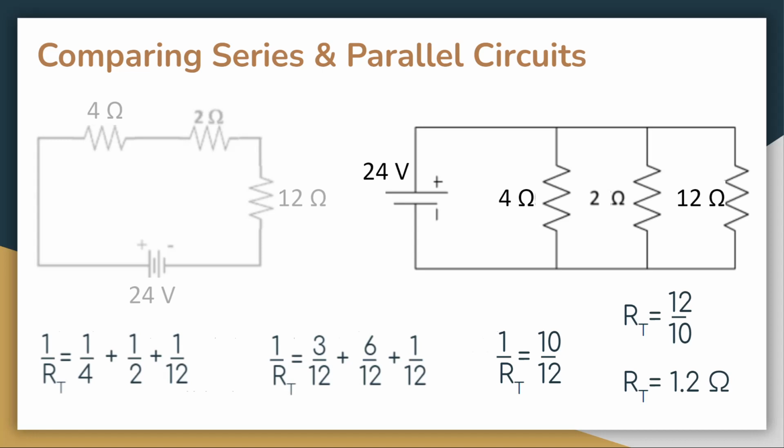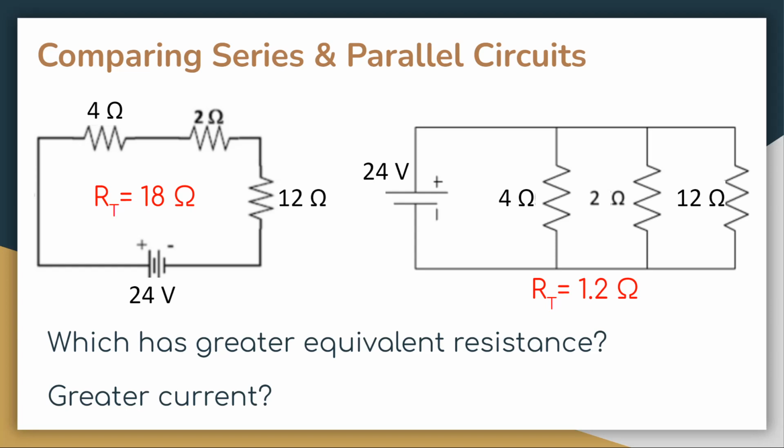So those are my resistances, guys. 18 ohms versus 1.2. I told you adding more resistors in parallel reduces your equivalent resistance. Look at that. 1.2 ohms, much smaller. Greater equivalent resistance in series, greater current will be where you have less resistance. That's going to be your parallel circuit. So it's kind of a little quick recap of some of the stuff we talked about.